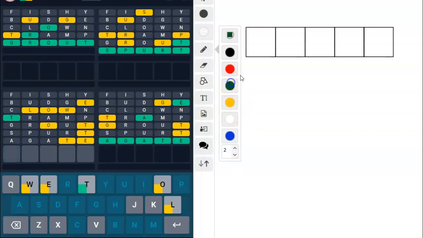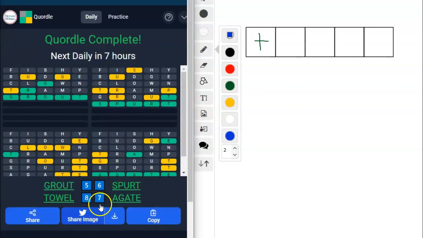Now let's put this in because I don't see it right away. T could go there. Now, it could also go here. Let's see. 1, 2, 3, 4, 5. No, we've got all of our letters here. So it's towel. T-O-W-E-L. O could go there. W could go there. E could go there. L could go there. Towel. All right, got that one done.